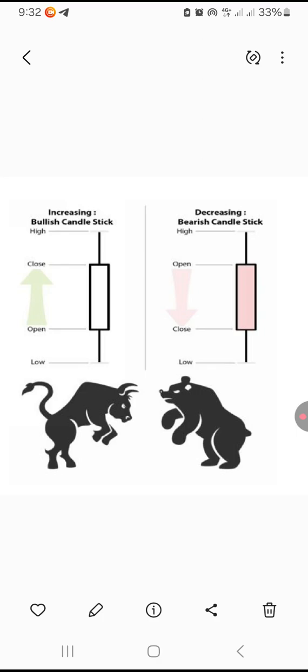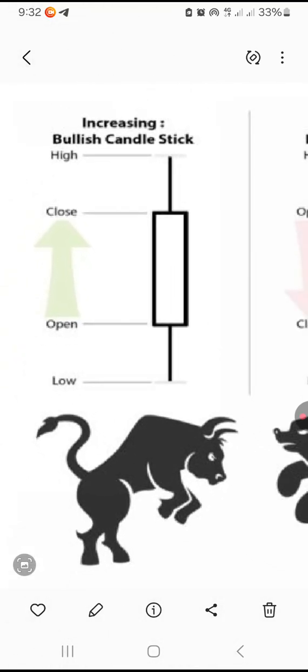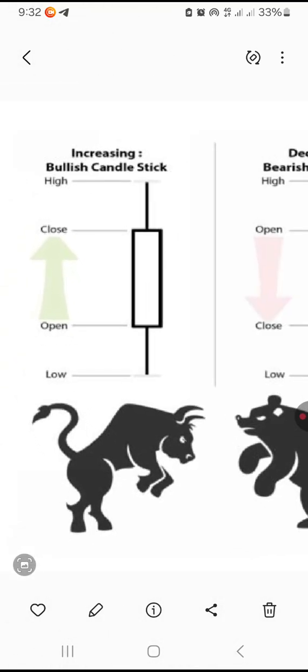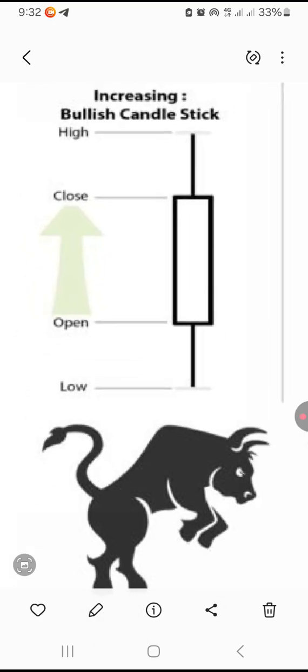So this is what I'm saying. Let me zoom in. I think I would have to screenshot. Let me screenshot and then let's work on this. So this is basically what a bullish candle is.